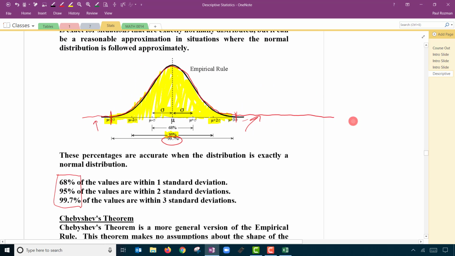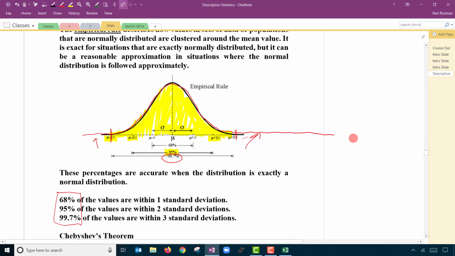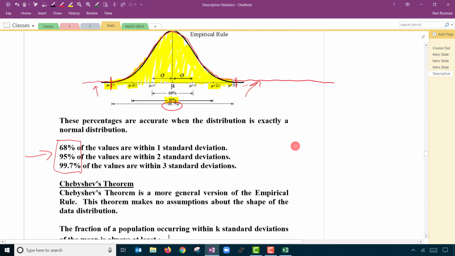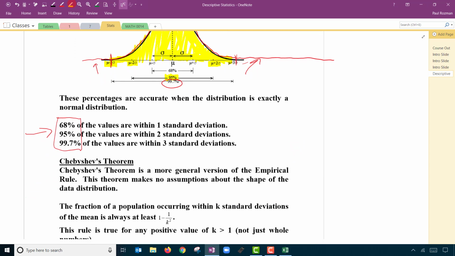Now, this empirical rule only applies, these percentages only apply when you have this perfect theoretical bell curve. And sometimes your data doesn't exactly follow that. But if it roughly looks like a bell curve, then these percentages are a good ballpark. If you don't have a bell curve, or you don't know what you have at all, then you have to go a little more theoretical. There's this guy named Chebyshev.